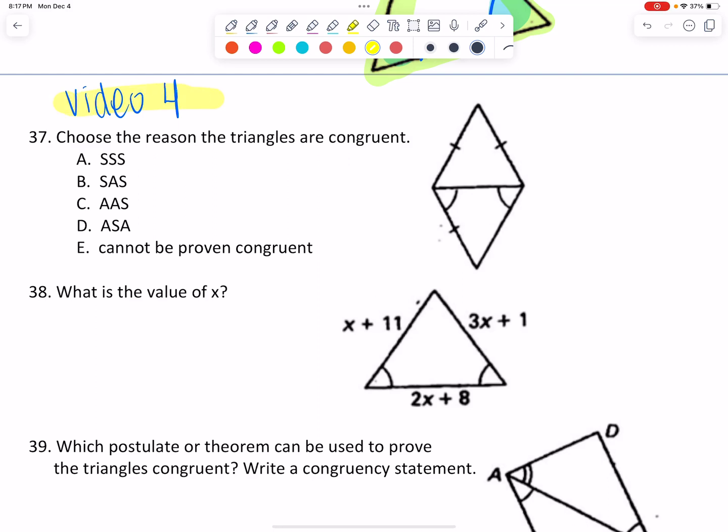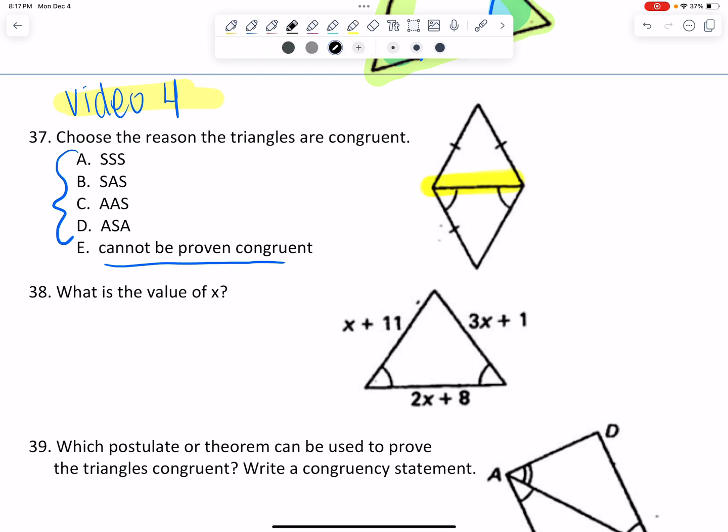Here we are at video 4, problem 37. Okay, choose the reason the triangles are congruent. The first thing I notice is that I have the core 4 right here, but then I also have "cannot be proven," so that is a possibility when I'm looking at this. So don't be freaked out if you cannot find something.